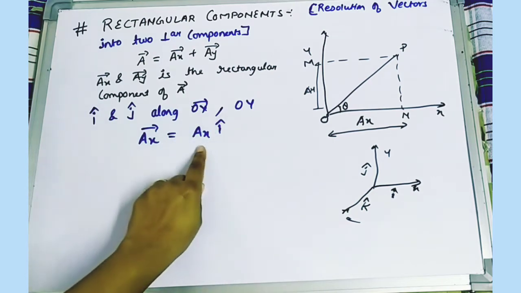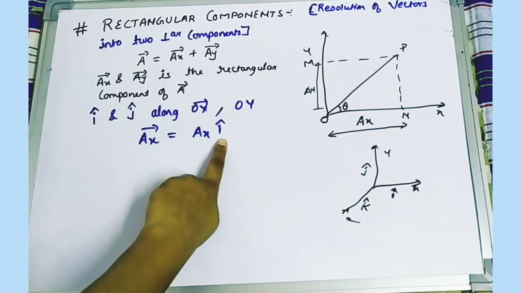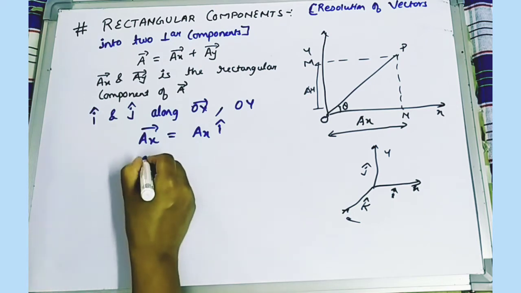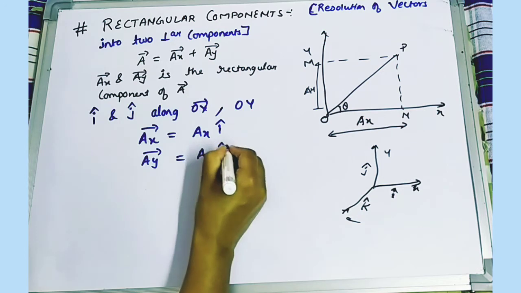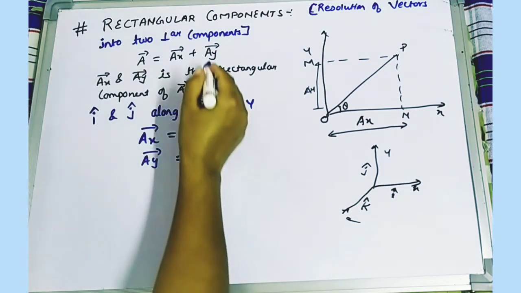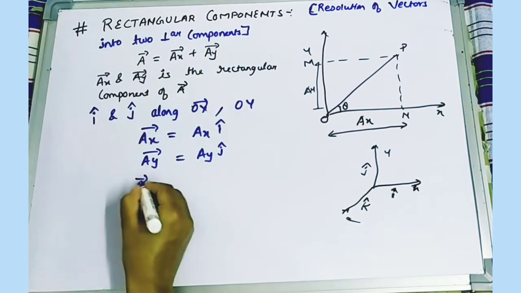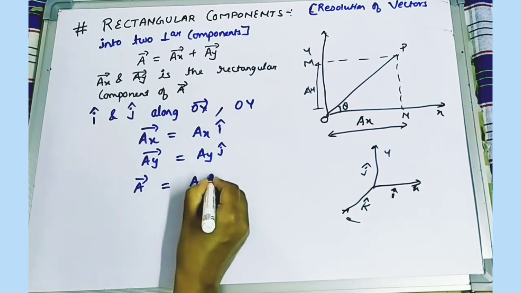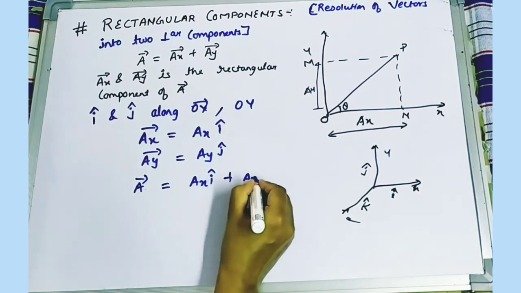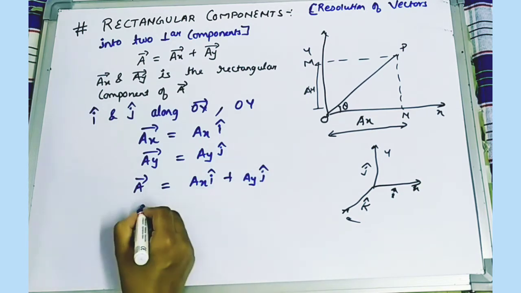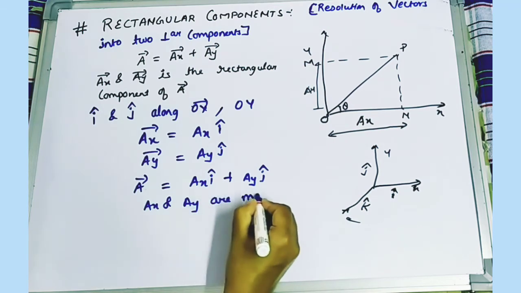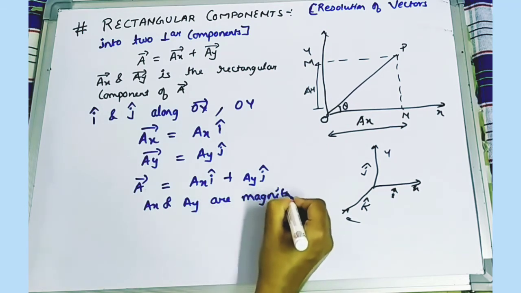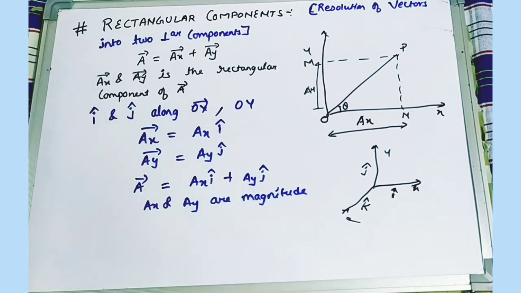Why have I written this? It means that AX is representing the magnitude and this is representing its direction. And the AY vector I can write as AY j cap. So this way the equation turns out to be: vector A is equal to AX i cap plus AY j cap, where AX and AY are the magnitudes. You understand what I have done? And this i and j represent its direction, so it makes it a vector quantity.